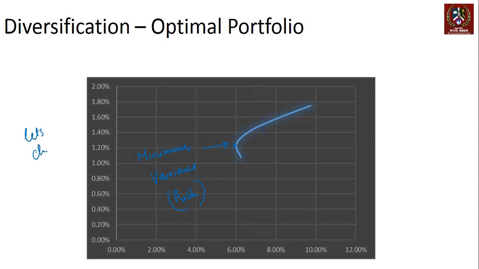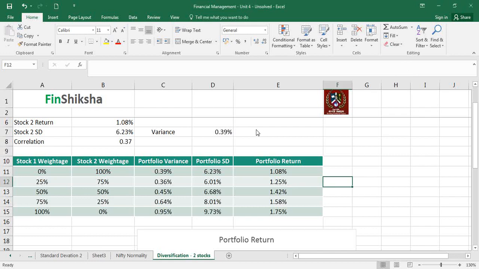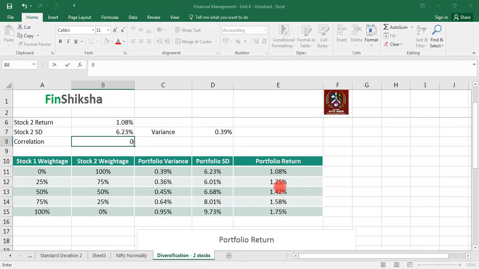Let's change the correlations. What happens if the two stocks did not have a correlation coefficient of 0.37, but we change it for values between -1 and +1? So let's look at what happens when we put this as 0, right? Note very carefully, once I change this to 0, the returns are not going to change because the return formula does not use correlation anywhere. But variances and standard deviations are going to change.